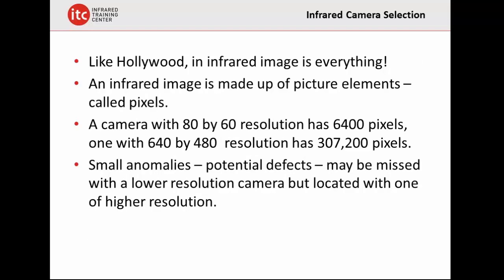But like Hollywood, images everything in an IR camera. If you have a camera that's 80 by 60 resolution, that's 6,400 pixels. One with more resolution, like a 640 by 480 camera, that's 307,000 pixels. And you will miss small defects and small leaks. Big leaks start with a small leak.